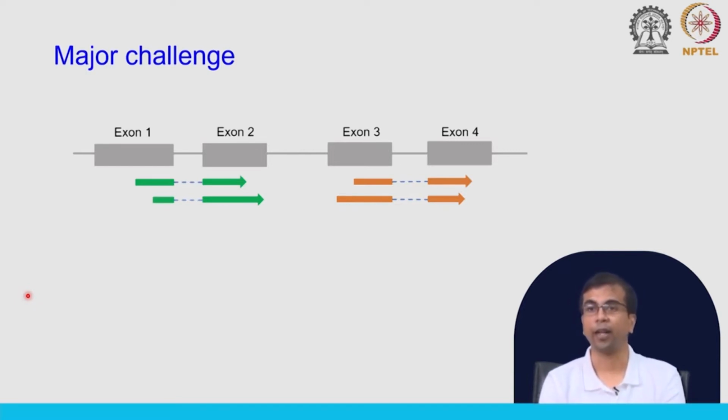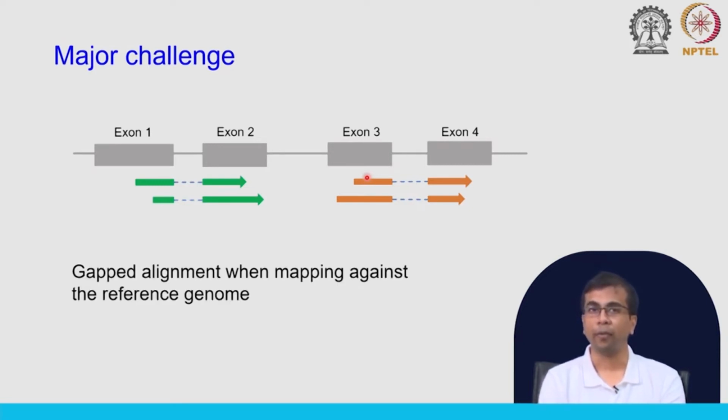So, what is this split read alignment or gapped alignment? A part of the read will be mapping to one exon, and another part will be mapping to another exon. This is something that you need to take into account when you are mapping RNA-seq data against a reference genome. You can see some examples here, reads in green and orange, that are mapping to this exon 3, exon 4 junction. So, when you are doing this mapping, we need to do something called gapped alignment or split alignment against the reference genome.